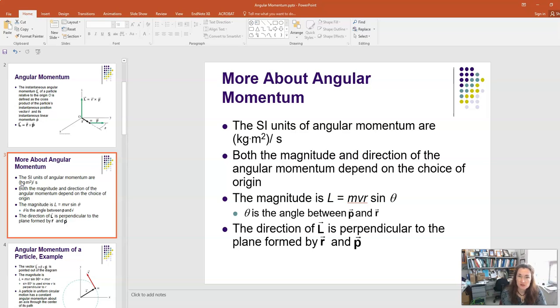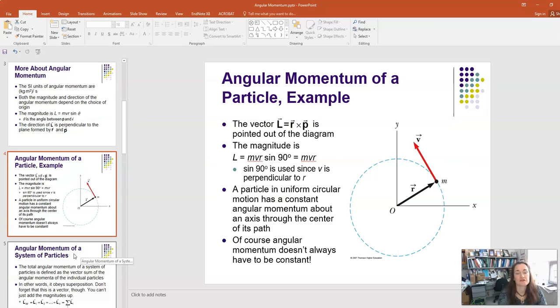Now since it's a vector cross product, the magnitude of the angular momentum L is the magnitude of the position vector times the magnitude of the momentum vector times the sine of the angle in between the position and the momentum vectors. Writing that out, you get the magnitude of L is m v r sine theta, where theta is that angle. And of course the direction of L is going to be perpendicular to the plane formed by the position and the momentum vectors. And you can find the direction, of course, via the right-hand rule.